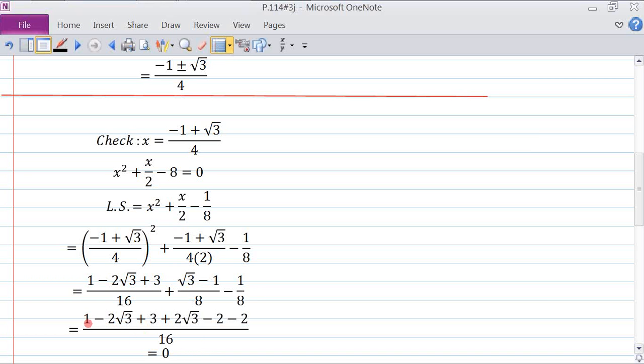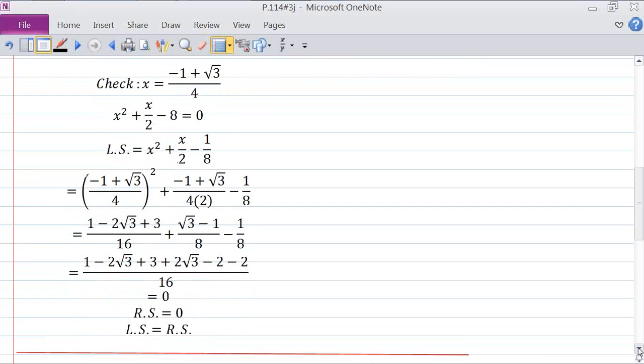The 1 and the 3 add up to 4, minus 2 minus 2, 4 minus 4 is 0, and this minus 2 root 3 cancels with 2 root 3, and that gives us 0.